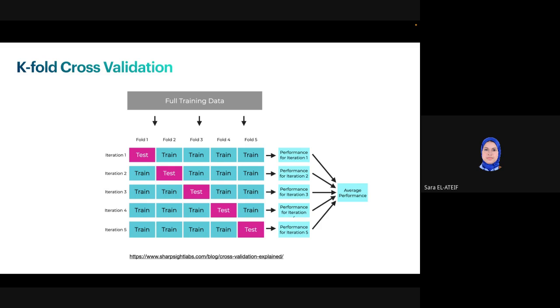For every one of these iterations, on every fold, we actually get the performance. So let's say we're calculating accuracy. We will get accuracy for the first fold, second fold, third fold, fourth fold, and fifth fold. Then for the general performance of the model, we will get the average. And that's how we know how the model is performing.